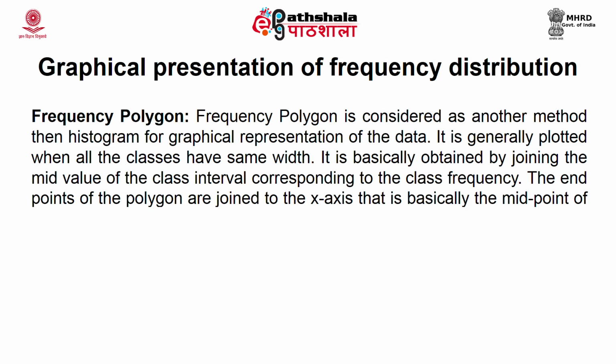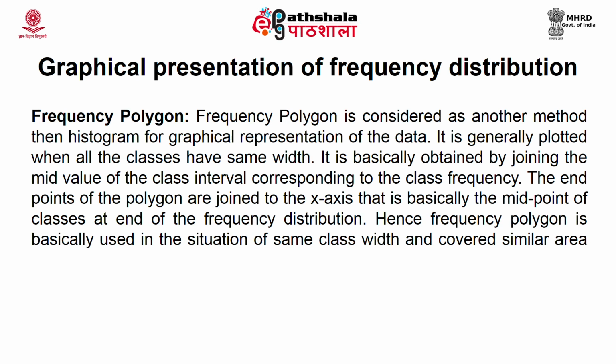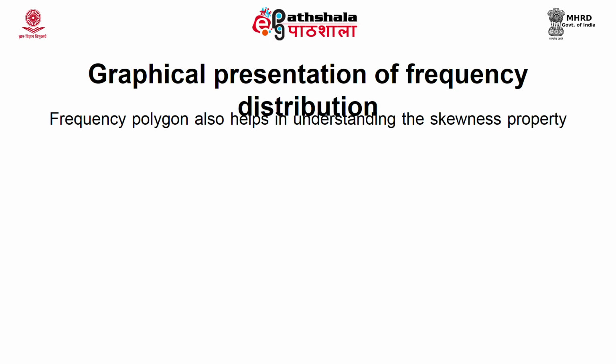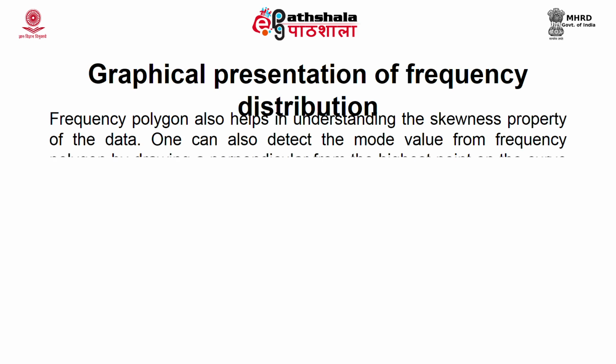Frequency polygon is considered another method, besides histogram, for graphical representation of the data. It is generally plotted when all the classes have the same width. It is basically obtained by joining the mid values of the class intervals corresponding to the class frequencies. The endpoints of the polygon are joined to the axis, that is, basically the midpoints of classes at the end of the frequency distribution. Hence, frequency polygon is basically used in the situation of same class width and covers a similar area as histogram. Frequency polygon also helps in understanding the skewness property of the data.